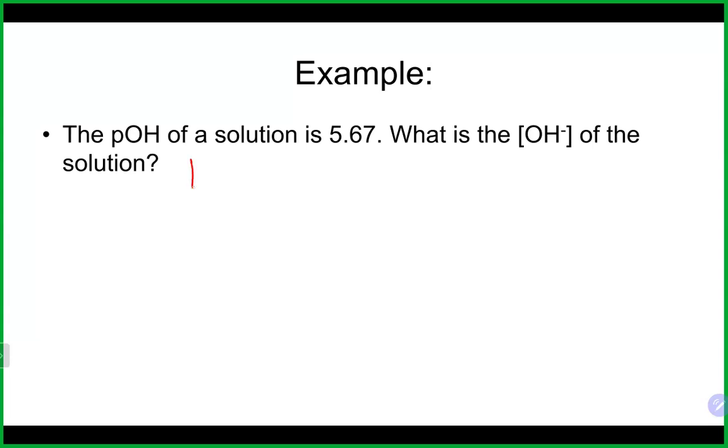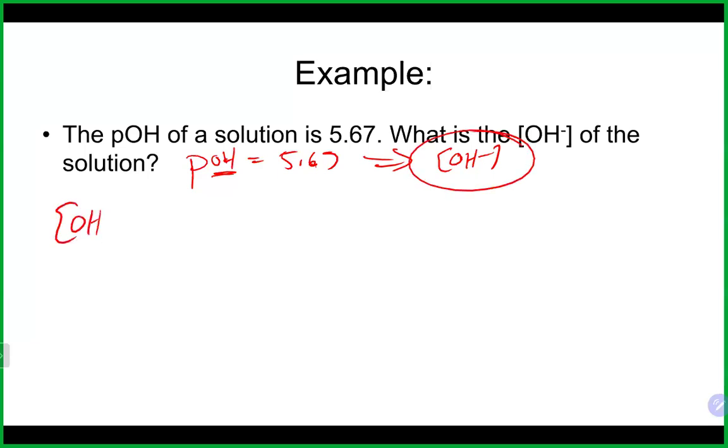Okay, so on this one, we have the pOH, which is 5.67. We definitely get the OH minus from it. So in this case, we are going to punch in our inverse because we're looking for a concentration. So our OH minus concentration equals the inverse log of the negative 5.67.